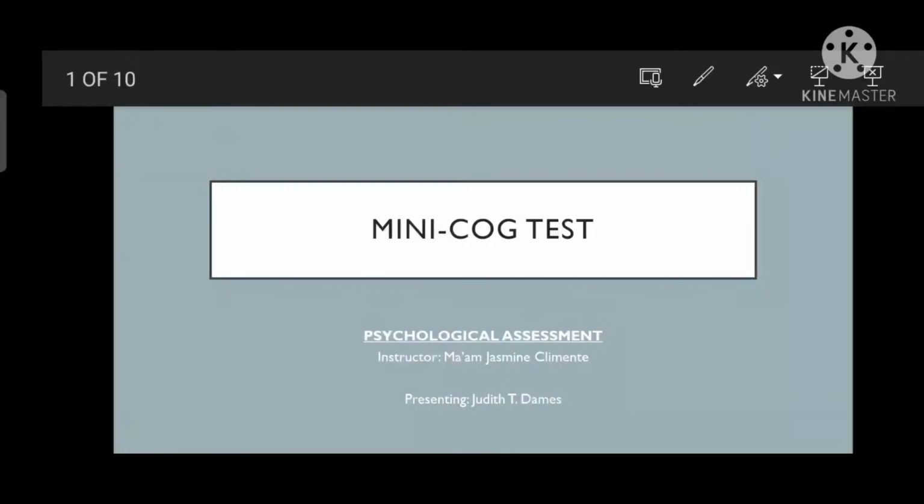I am going to discuss the psychological assessment, which is the Mini-Cog test.